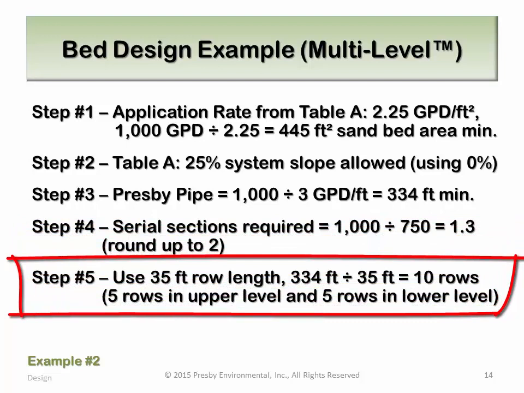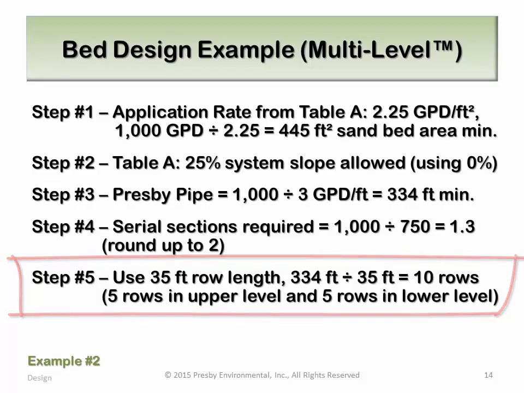Step 5 requires a row length be selected. By using a length of 35 feet, we would need 10 rows to satisfy the minimum 334 foot requirement. This will allow 5 rows in the upper level and 5 rows in the lower level. Whenever possible, use the same number of rows in each level. This provides a balanced distribution of liquid.